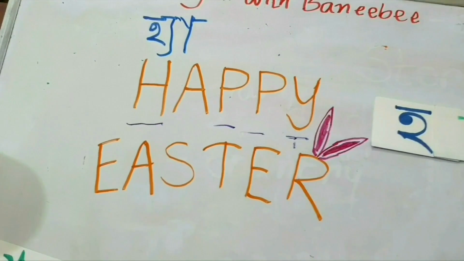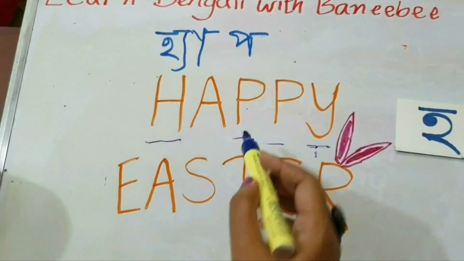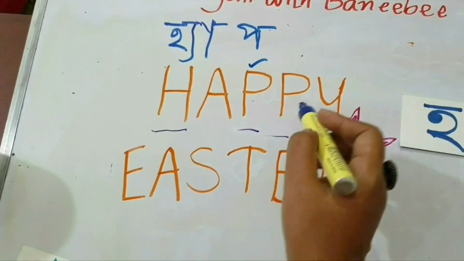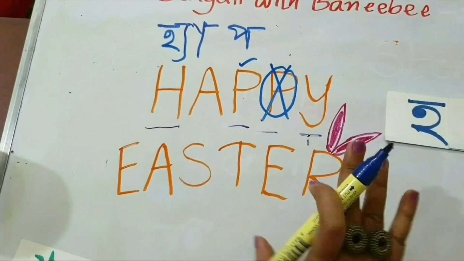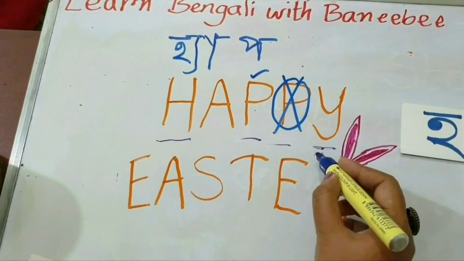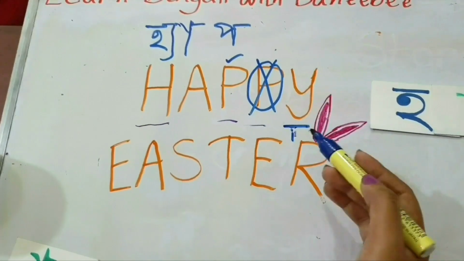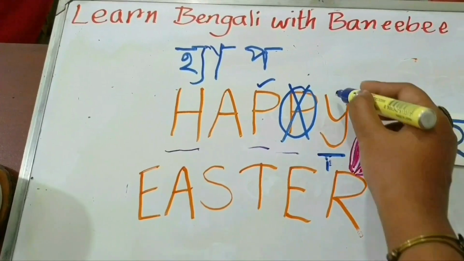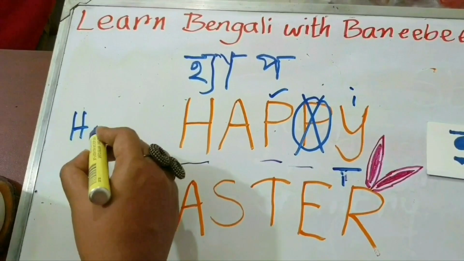So it's like this. And then the next consonant is pa. Now there are two pa's, but I am just taking one from here. So this one is not considered. So hap. Then this one looks like Y, it is actually Y, but the sound is E. That's why this is actually E. So I should write something like this.